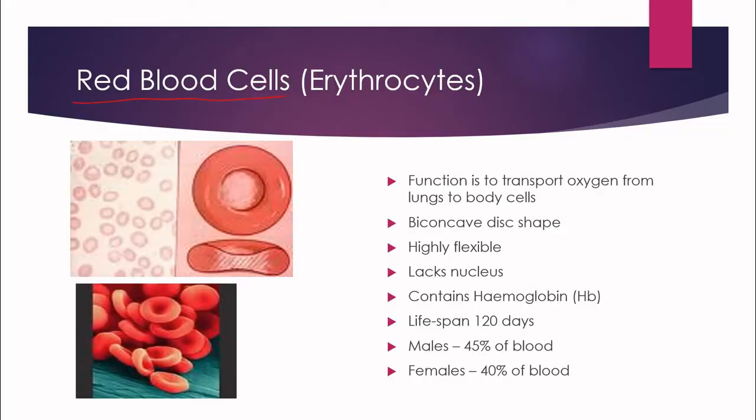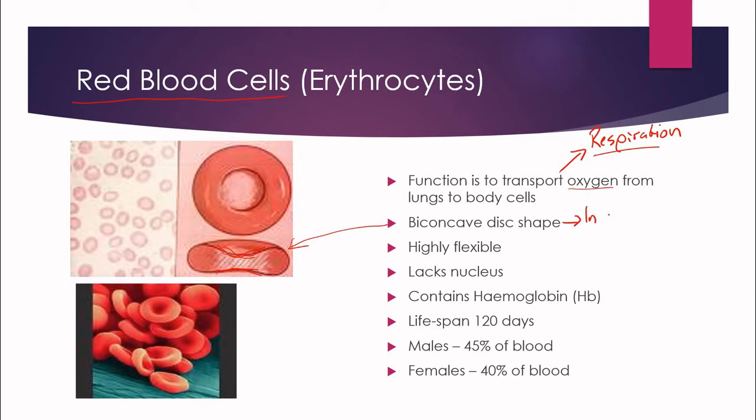Okay, the red blood cells or erythrocytes. The function is to transport oxygen from lungs to body cells. And any guesses as to why that is? Cellular respiration. All of your cells require oxygen in order to undergo respiration in the mitochondria. They're biconcave, disc shaped. So you can see you have this biconcave kind of shape here. It's almost like a donut that doesn't have the hole punched out of the center.